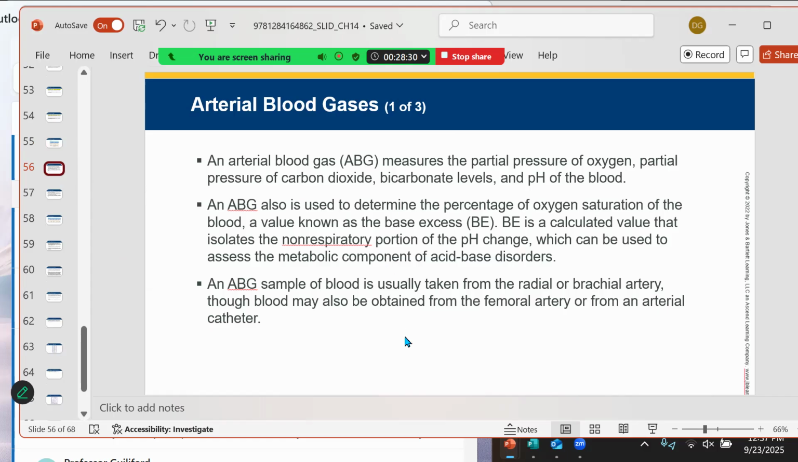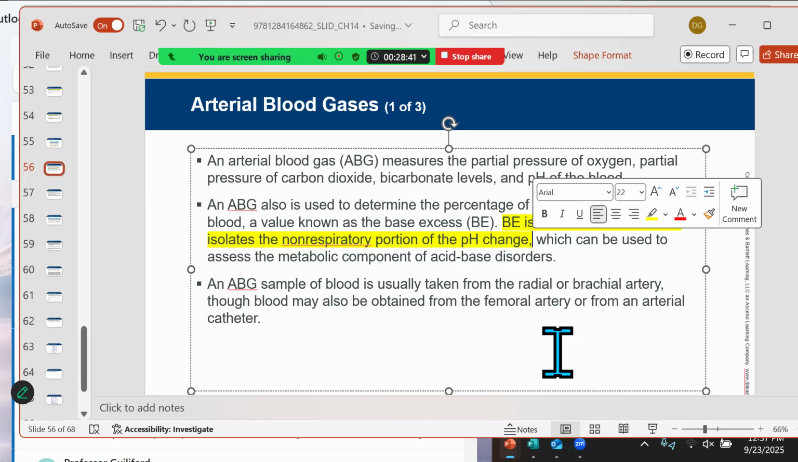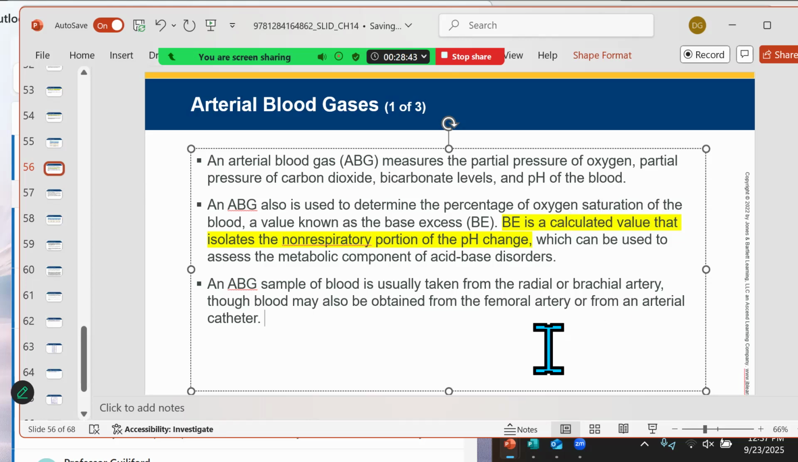So ABGs give us all these numbers. And there is a number for base excess. It's calculated as the non-respiratory portion of the pH change. So it's basically telling us how much of the pH change is not due to respiration.